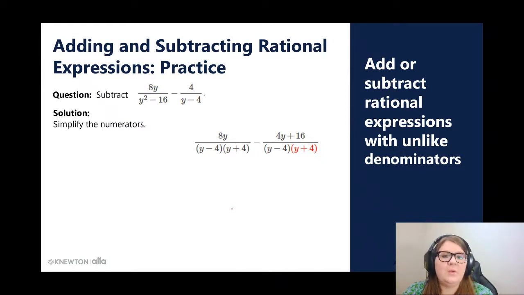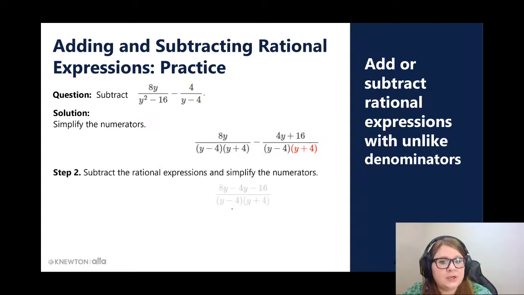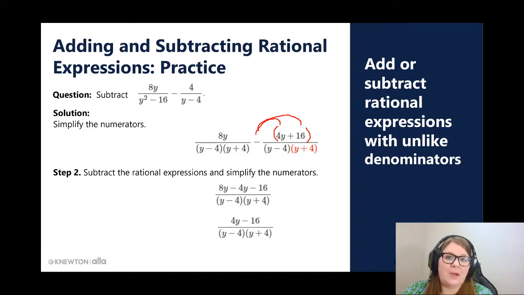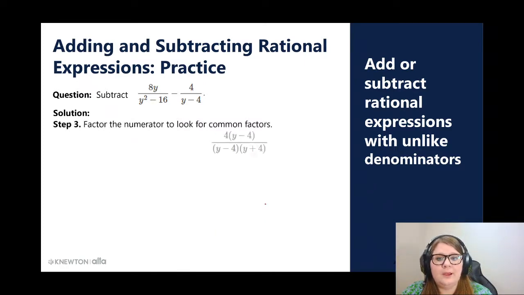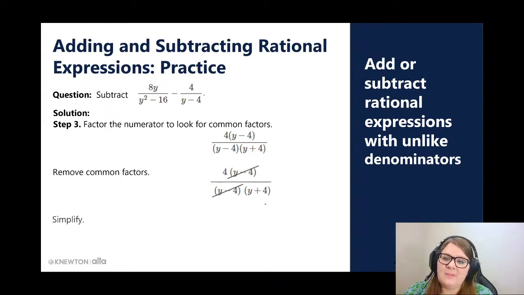We now want to subtract the numerators. Make sure to put your second numerator in parentheses so that when you subtract, you remember to distribute that negative, which is why it becomes negative 4y minus 16. When we combine like terms, we get 4y minus 16 in the numerator, which we can pull a 4 out of, all right? When we do that, you'll notice that y minus 4 is on top and on bottom, so we can cancel those, leaving us with 4 on top and y plus 4 on the bottom. So that is how you're adding and subtracting rational expressions, even if they don't have a common denominator.